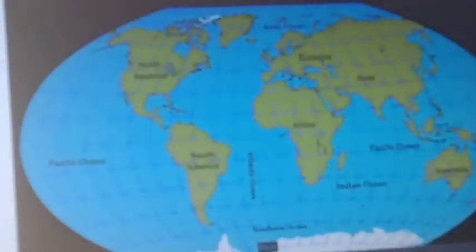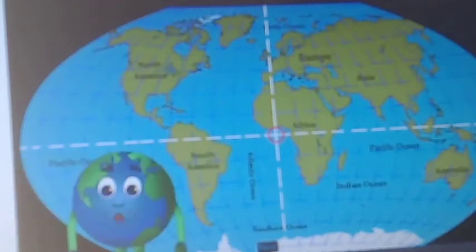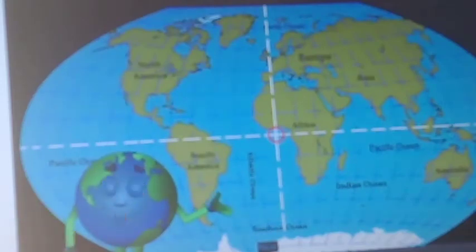Look into this map. On this map, let us encircle the place where 0-degree parallel, that is the equator, and 0-degree meridian intersect each other. Very good. You have answered all the questions correctly. That means you have understood how to identify the parallels and the meridians on the globe.